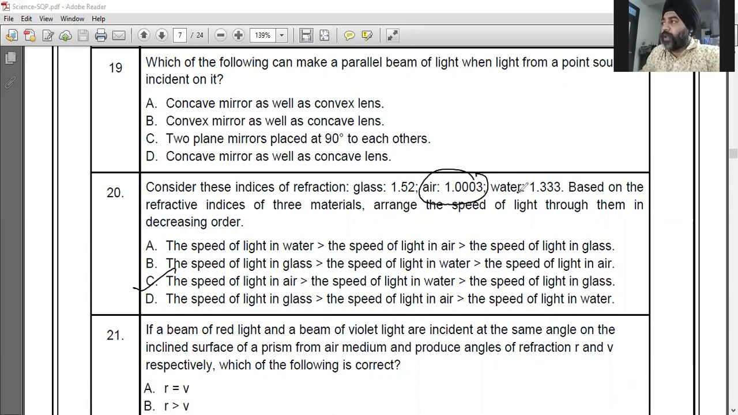Let's check for others also. Water is 1.333, air, glass is 1.52. So in glass, the speed will be least. So here in option C, the speed of light in glass is the least, as given. So option C is correct.